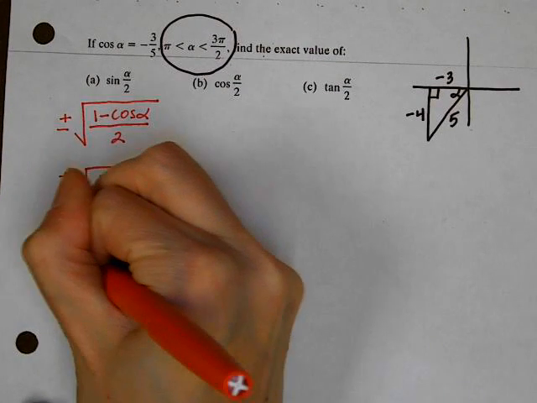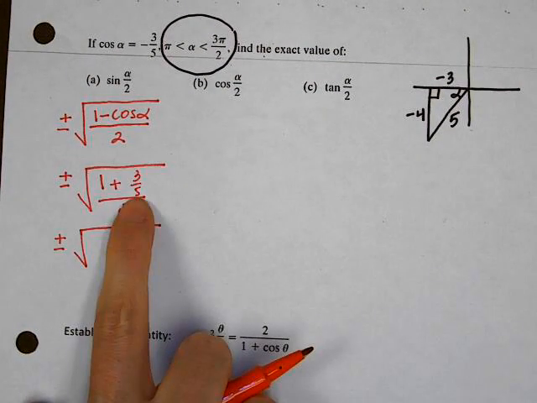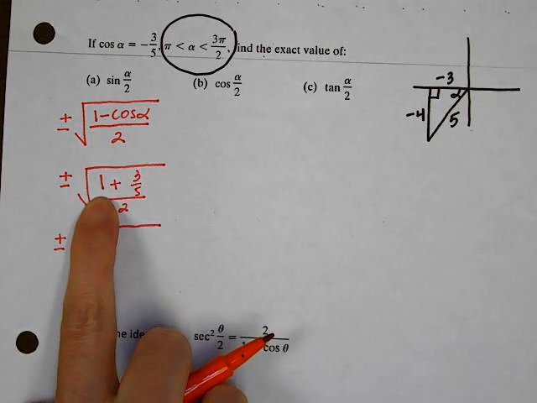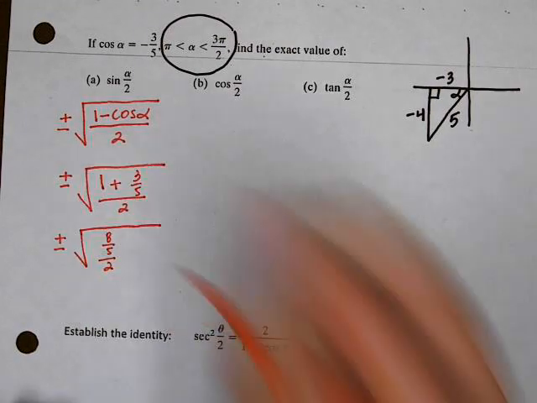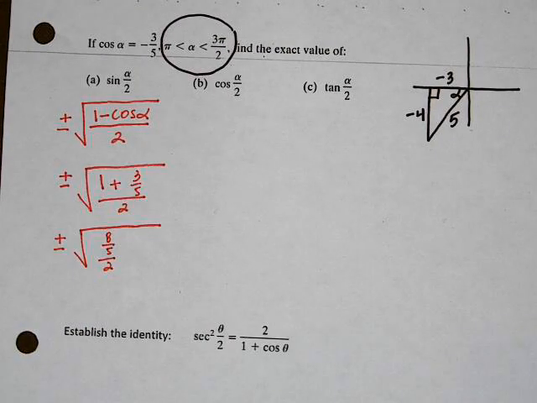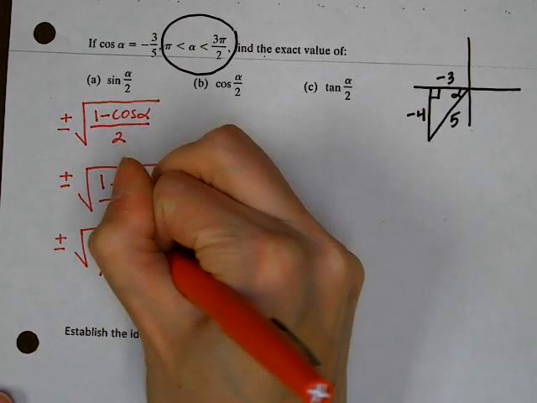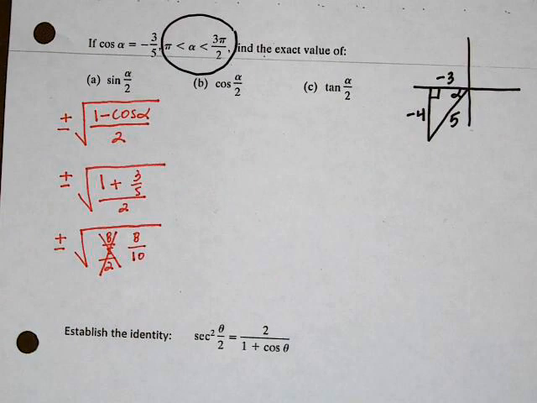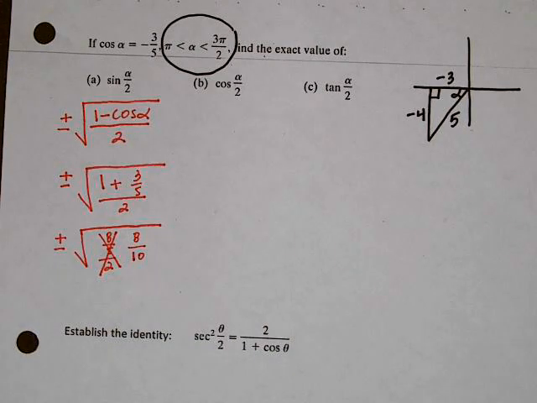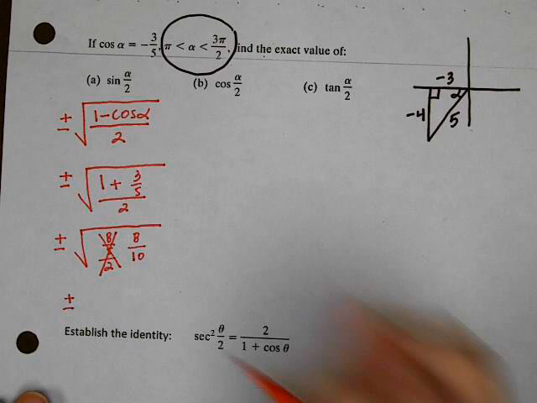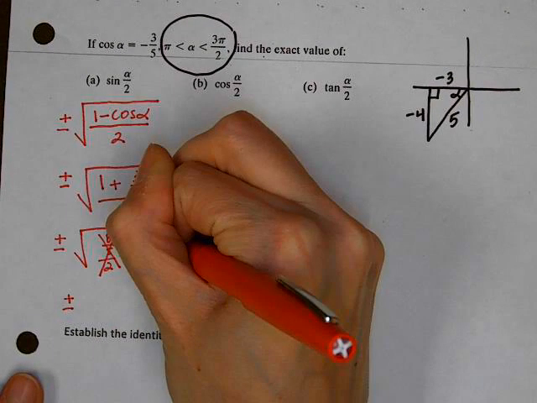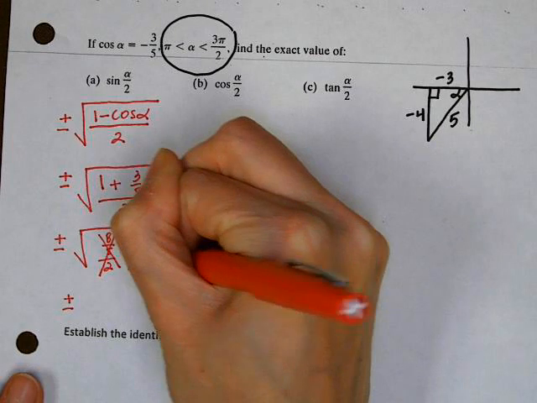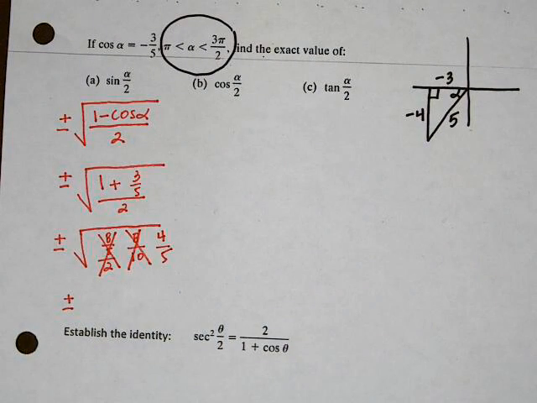If you get a common denominator, it's going to be the square root of, this will be 5/5. So 5 plus 3 is 8/5 divided by 2. But 8/5 divided by 2 is actually just 8/10. Again, this should be fine for you guys. So now this is really plus or minus the square root of 8/10. If we want to reduce that, we could call it 4/5. Okay, so plus or minus the square root of 4/5.